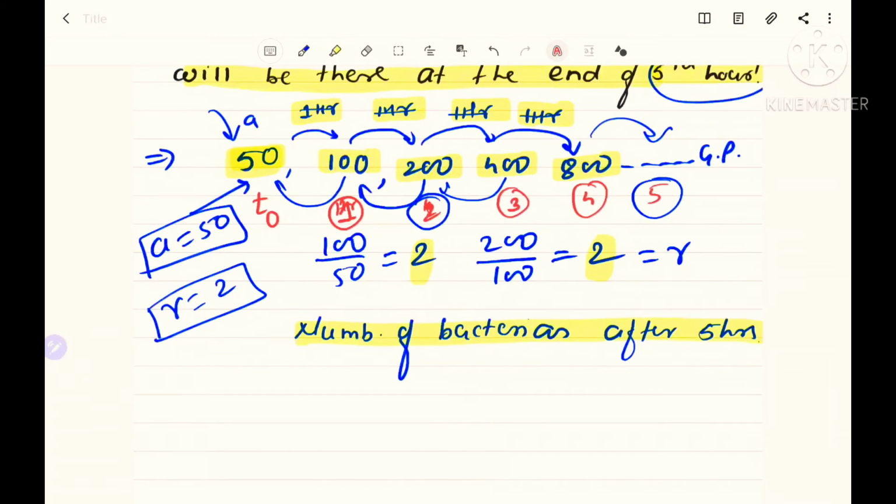So whenever we start an experiment, we mention it as time 0. Then this is the situation after 1 hour. This is the situation after 2 hours. This is the situation after 3 hours. This is the situation after 4.